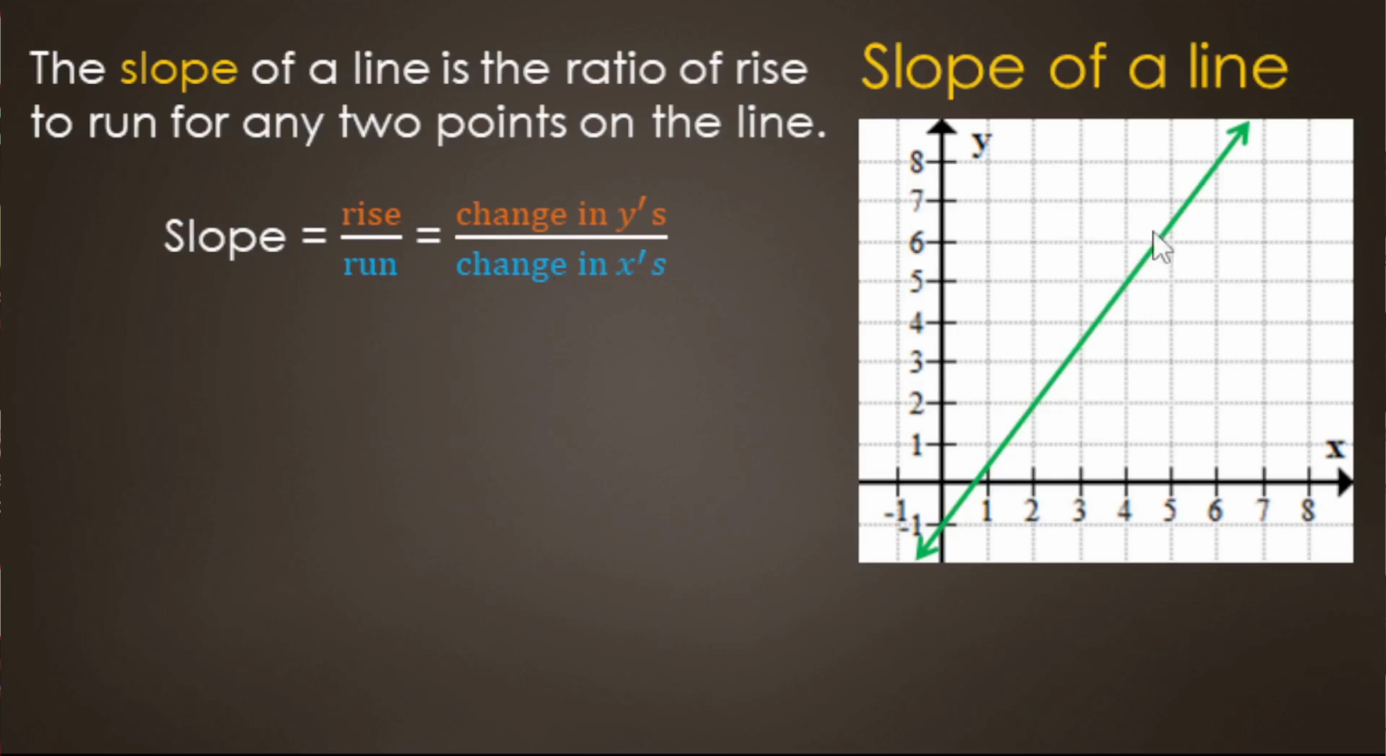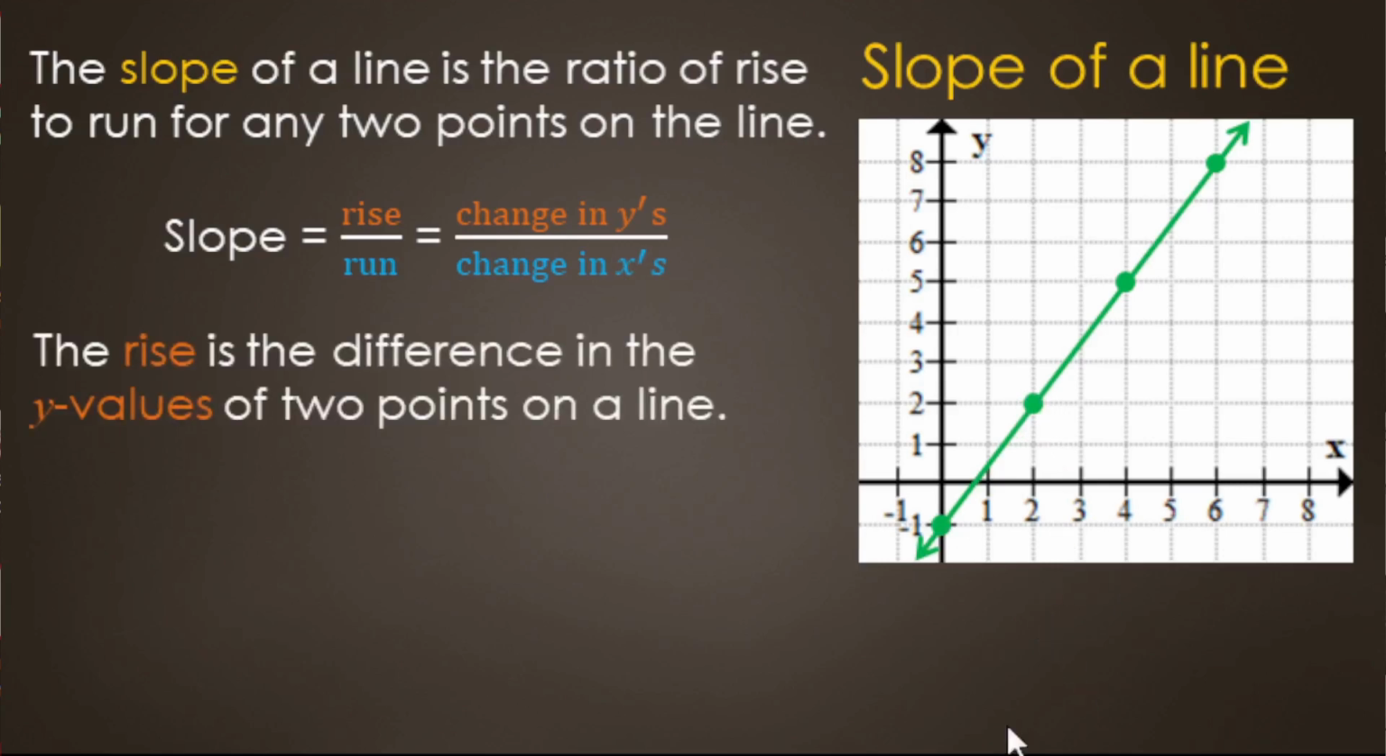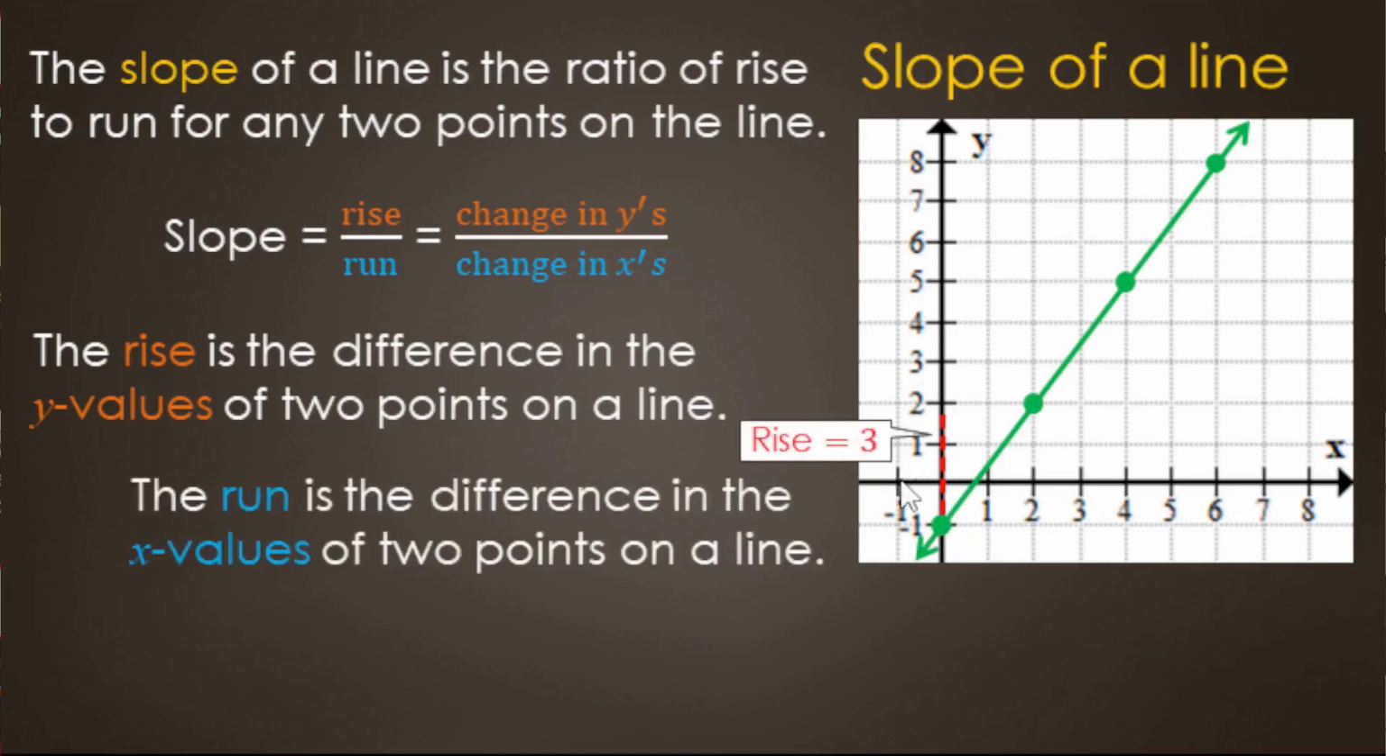Looking at this line here, we're going to go with any 2 points. There are 4 points there. For rise over run, we're going to go from this point to this point here. Remember, rise is your difference in y values. From this point, we go up, and there's your change in y's: 1, 2, 3. And then the run is your x values, how far left or right it goes. In this case, to the right, 1, 2. So rise to run is going to be 3 to 2.